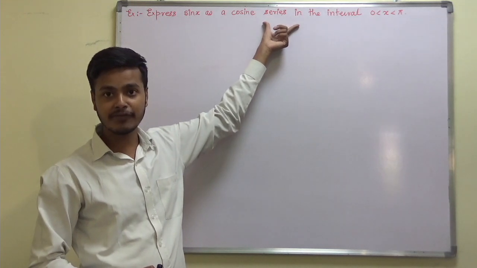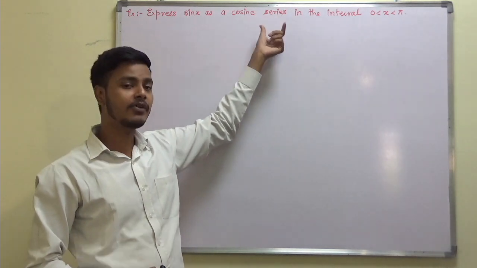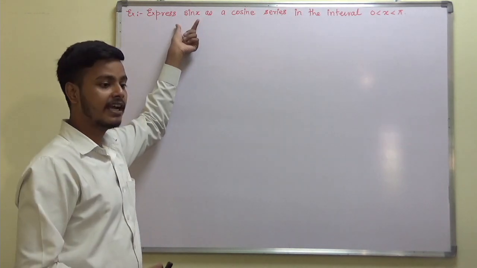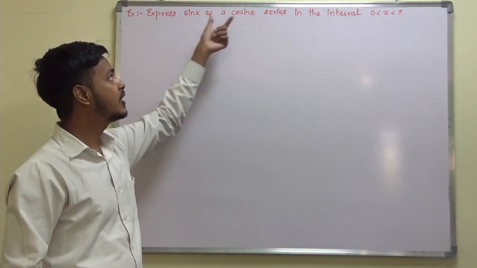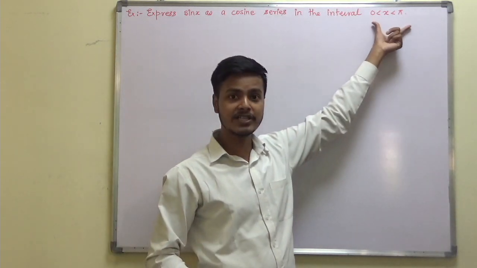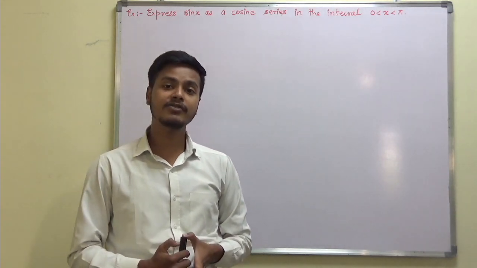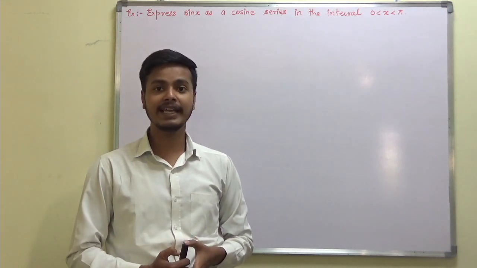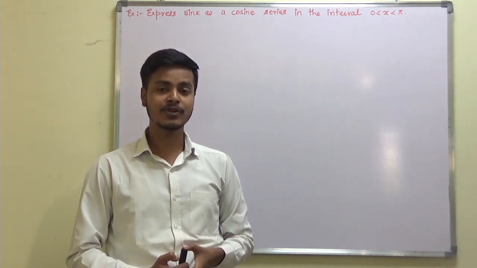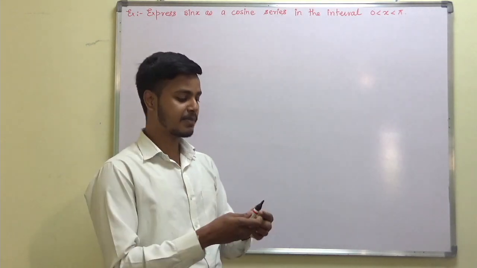So what is my f of x here? My f of x is sine x, and I have to obtain the cosine series in the half range. So half range cosine series, meaning thereby I have to find out a0 and an. So let us start with this problem.